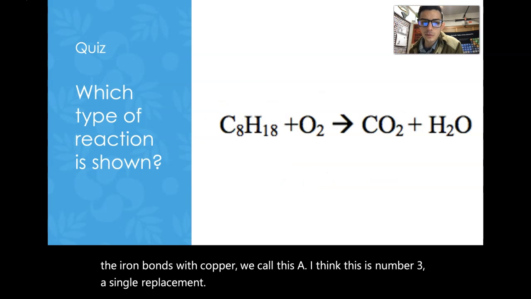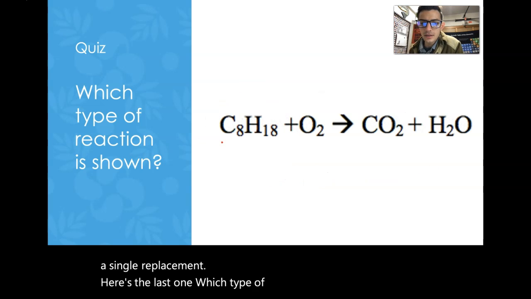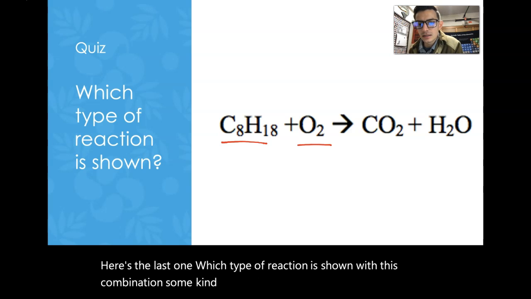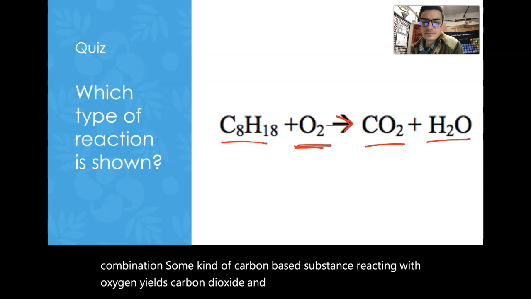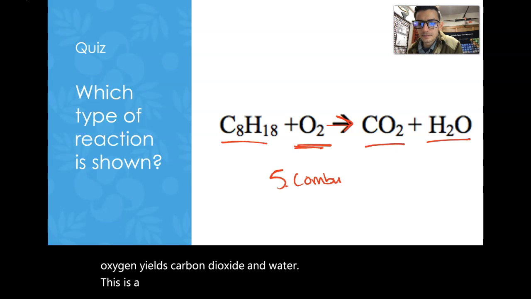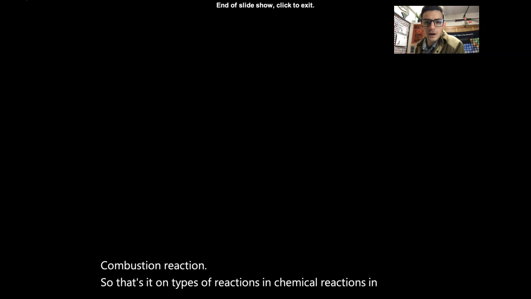Here's the last one. Which type of reaction is shown with this combination? Some kind of carbon-based substance reacting with oxygen yields carbon dioxide and water. This is a combustion reaction. So that's it on types of reactions and chemical reactions in general. I hope that was helpful.